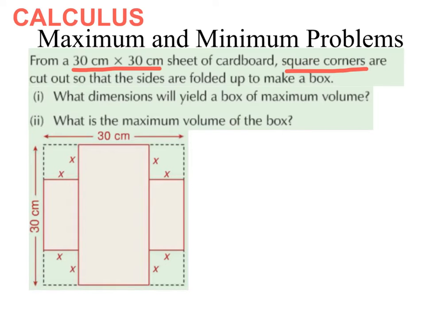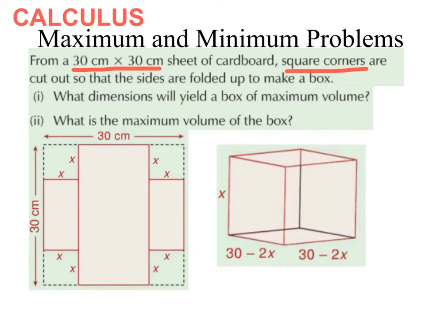Now the idea is that we will fold this side up, and we'll fold this side upwards, and we will fold the top upwards and the bottom upwards as well, so that we can create a box. And if we do that, we should end up getting a three-dimensional shape that looks like this.